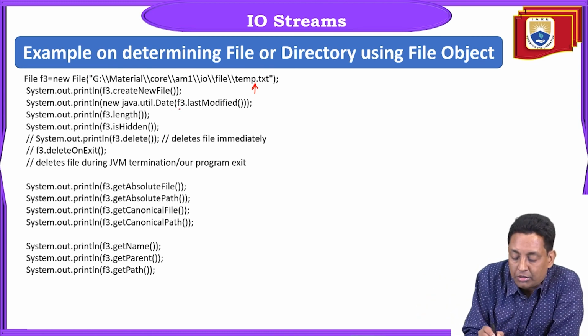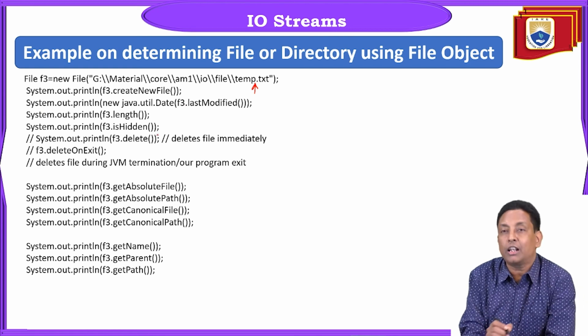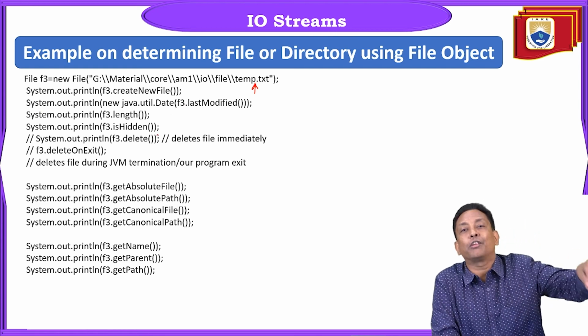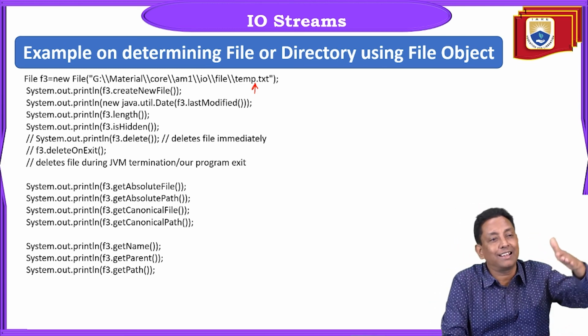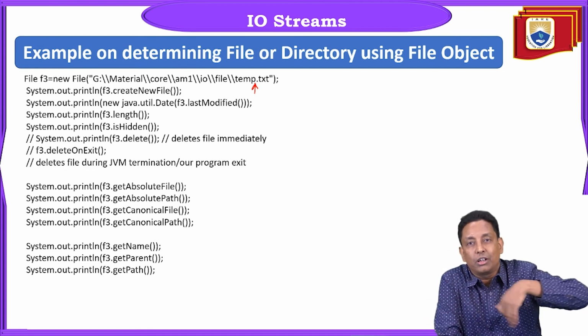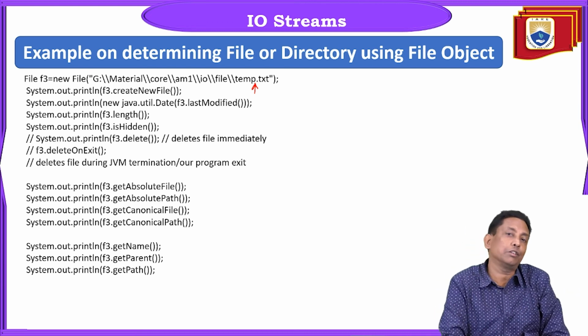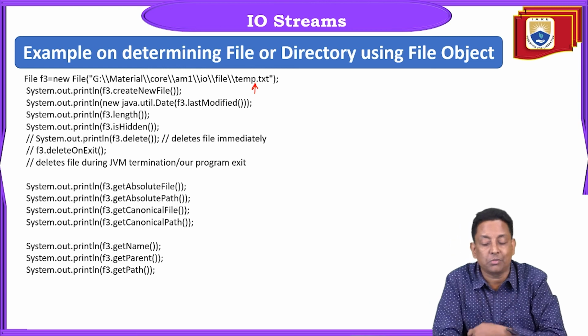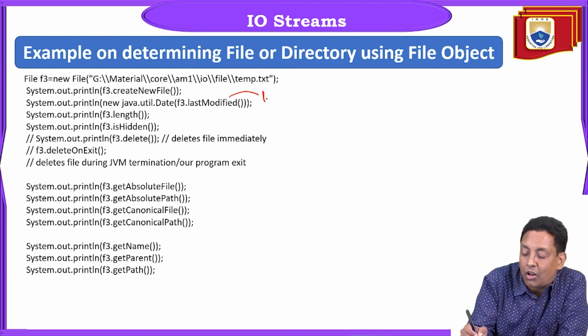So here we are just printing f3.lastModified. When a file is newly created, its last modified date is nothing but its created date. If it is modified further, then its created date and last modified date will be different. The last modified date is the date when you store data, or append or overwrite some data, or make some changes to the file. That date will be the last modified date. This lastModified will return a long value, which is the number of milliseconds since 1970 January 1st.